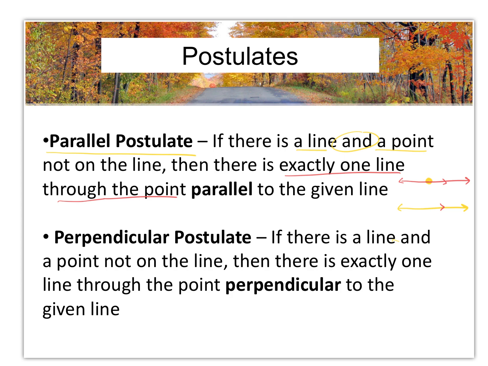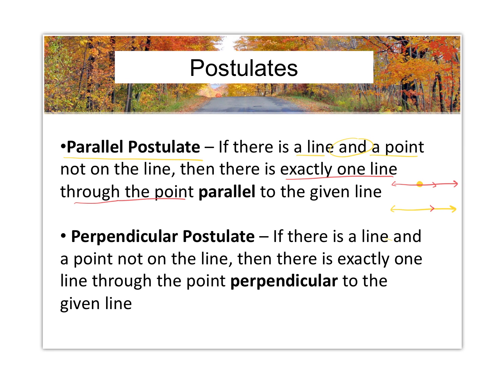The second postulate, the perpendicular postulate, says that if there is a line and a point not on the line, then there is exactly one line through the point perpendicular to the given line. So what does that mean? Again, I start with a line and a point not on the line, and this is saying that I can only draw one line through the point perpendicular to the original line. And remember that perpendicular means that it intersects at a right angle, or at 90 degrees.